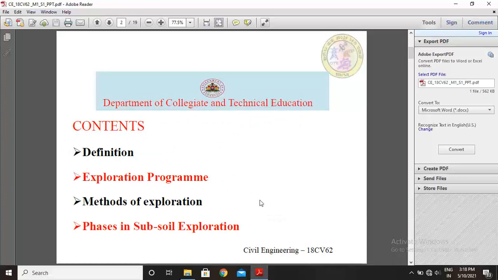Contents of today's session 1: definitions required to explain, exploration program, methods of exploration, phases in subsoil exploration. These are the contents required to explain in detail about subsurface exploration in today's session 1.